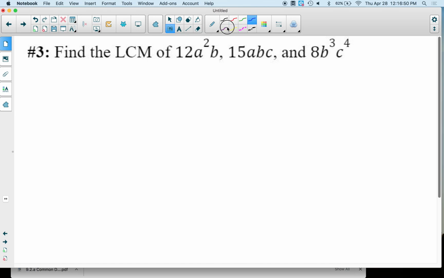All right, let's consider this one. Give it a try. 12, 15, and 8 have a least common multiple of 120. We have an a squared. We have an a to the first. We don't have an a over here, so we just need that a with the highest exponent that we see, 2.